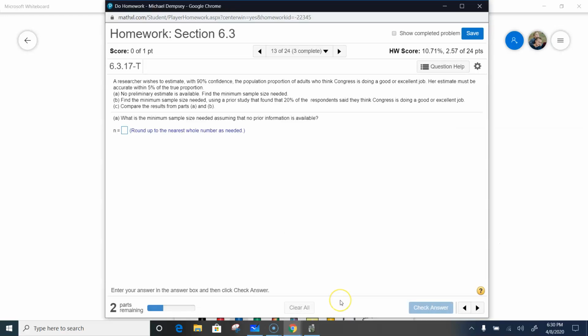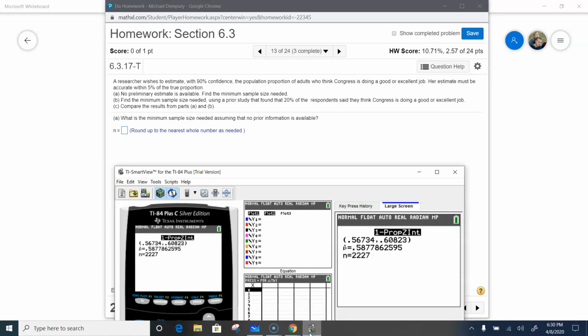See what they're asking us for. So we want 90% confidence. So I know that my z-star is going to be 1.645. How do I know that? Well, I can look it up on a table.